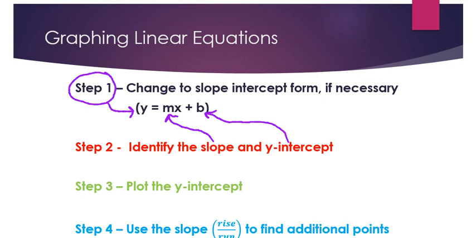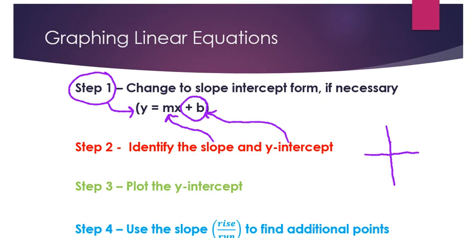Then you are going to plot the y-intercept. Whatever this b value is, on your y-axis, you're going to go plot that value. So if your y-intercept is 2, you're going to plot that point on the y-axis at 2. Then you're going to use your slope. When you know what your slope is, you're going to use it. It's the rise over the run to find additional points.